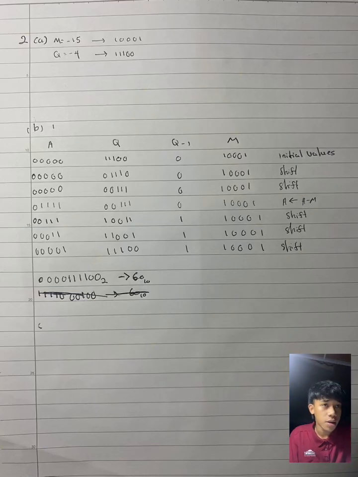And then for reflection on question 2, the most challenging part is remembering the correct rule, where Q0 and Q minus 1 is 1, 0, what does it mean? It means subtract. And if 0, 1, what does it mean? It means addition. So that's the most challenging part of Booth's algorithm.